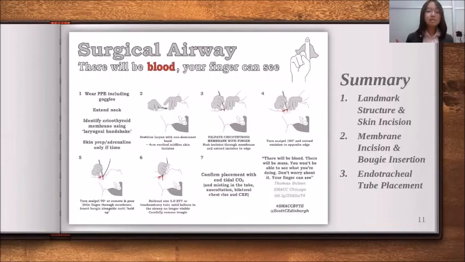In conclusion, today I have explained to you about the Bougie-aided cricothyroidotomy. There are three main techniques involved. Firstly, is to identify the landmark structure and also making a skin incision, followed by incision to the cricothyroid membrane and also insertion of a Bougie. And lastly, the endotracheal tube placement and also securing of the endotracheal tube.